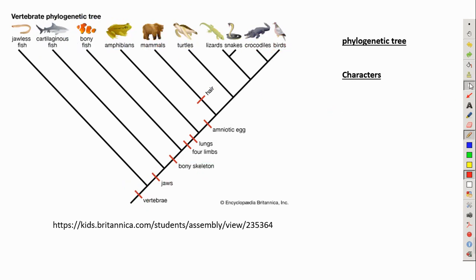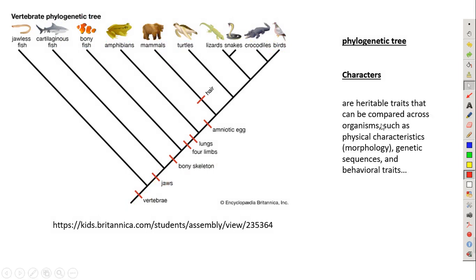What characters are used? Well, it can be physical characteristics, it can be genetic sequences, behavioral traits. There are many things that can be used to build phylogenetic trees. And we will actually see different types. We will look at physical characteristics, but we'll also compare DNA sequences to build these different trees.